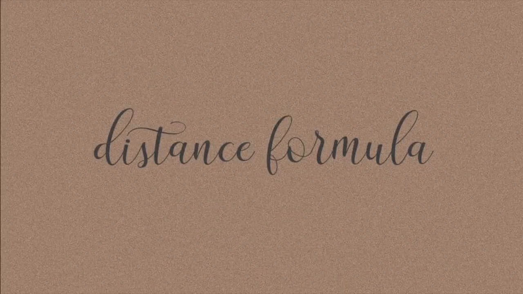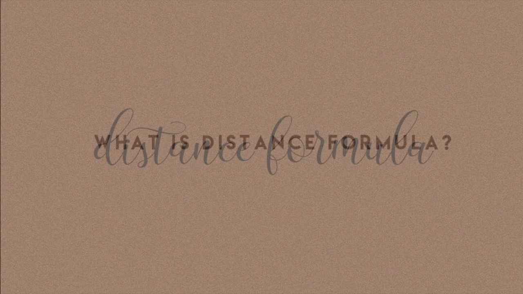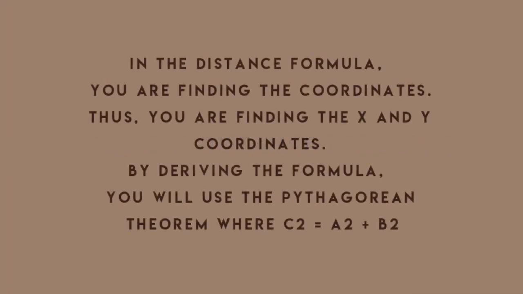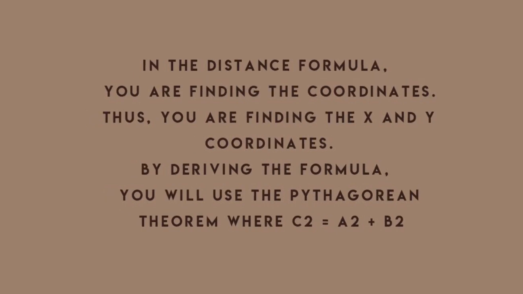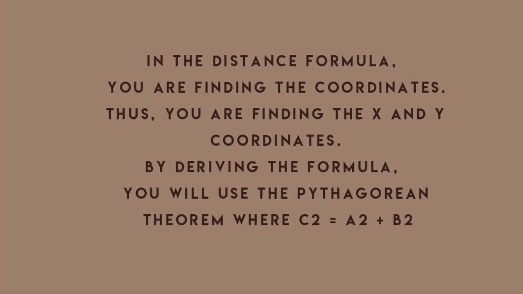Next is distance of a line segment in a Cartesian plane. In the distance formula, you are finding the x and y coordinates. By deriving the formula, you will use the Pythagorean theorem where c squared is equivalent to a squared plus b squared. This formula is applied in a right triangle.